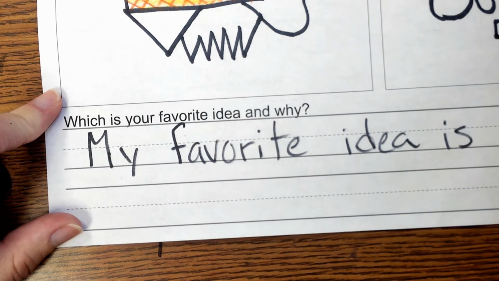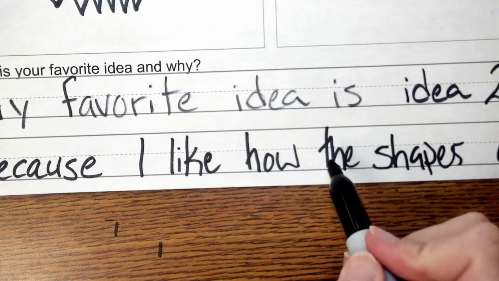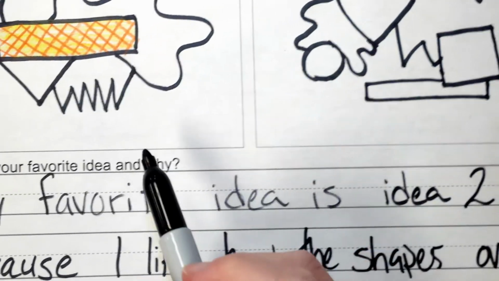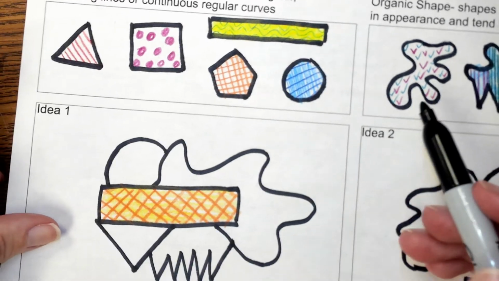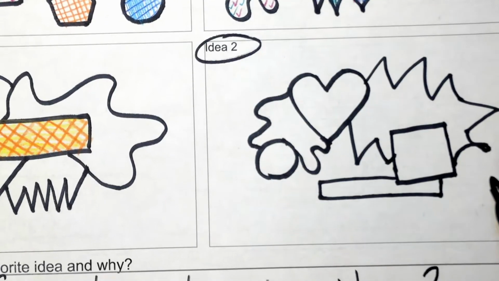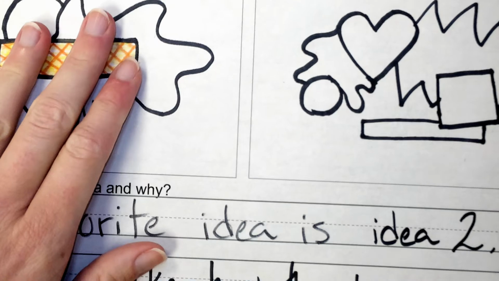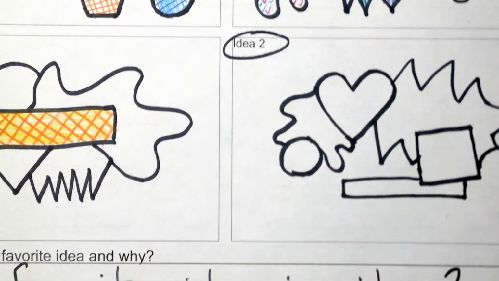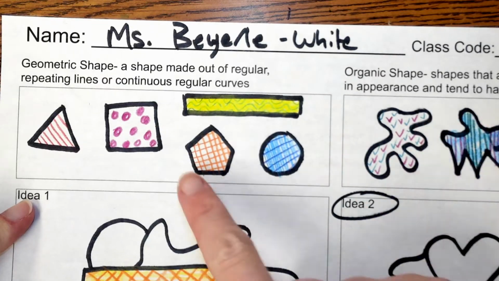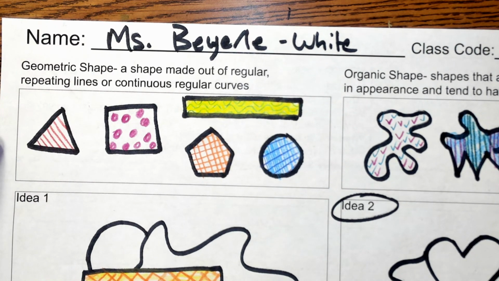is idea 2, because I like how the shapes overlap. So we're writing which one is our favorite idea and why. I can also circle idea 2, so I remember that that one is my favorite for next week when we get to take our idea and make a final version. Today we're planning and generating our ideas. I'm so excited to see your shape and pattern combinations inspired by artist Ruth Root.